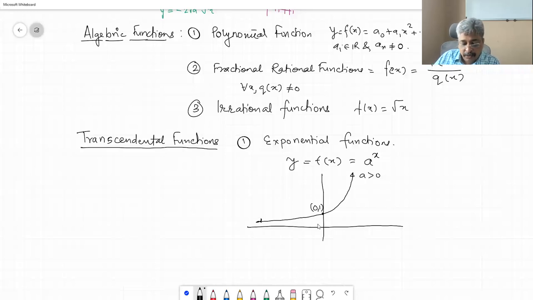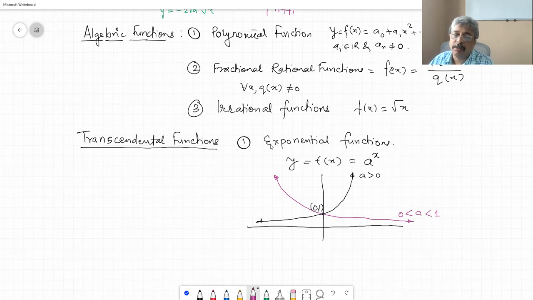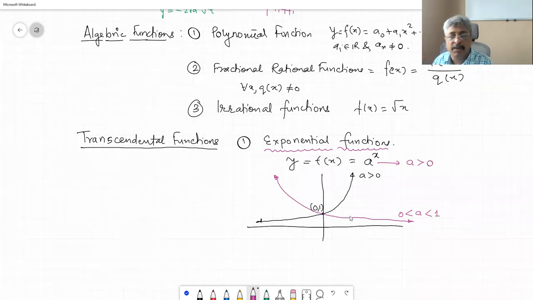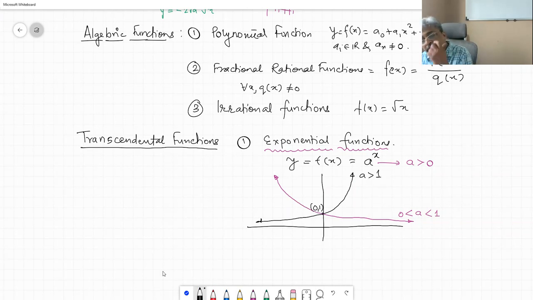But if a is between 0 and 1, then the graph is going to be like this. Okay, so here we are making some assumptions. Whenever we talk about exponential functions, the following assumptions are there with us. Assumption number one: a is definitely greater than 0. The exponential function in real numbers is defined for positive values of a only.